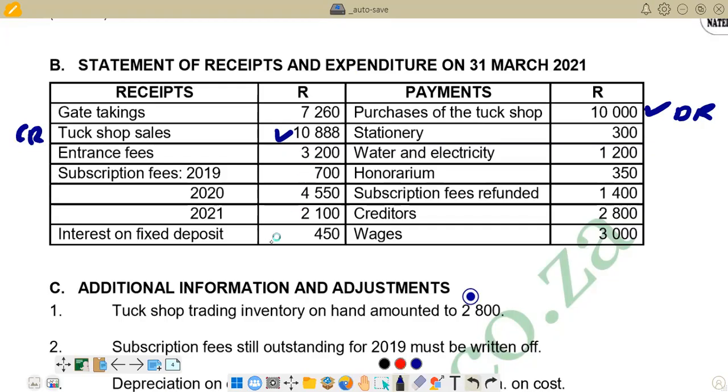closing inventory, and we find our closing inventory in the additional information. Item 1, tax shop trading inventory on hand amounts to 2,800. Remember the opening is on the debit, so closing will go to the credit. So we have got this one on the credit side. So we are just going to enter these ones as they are: debit, credit, credit. So this is what we have. We can just go and put those figures.